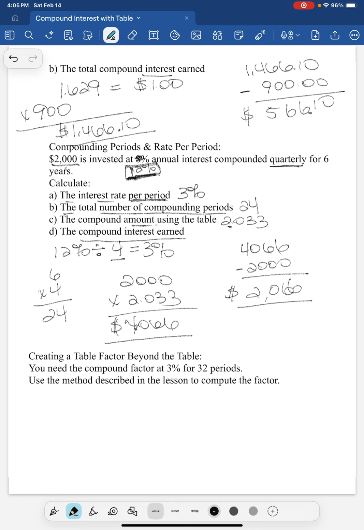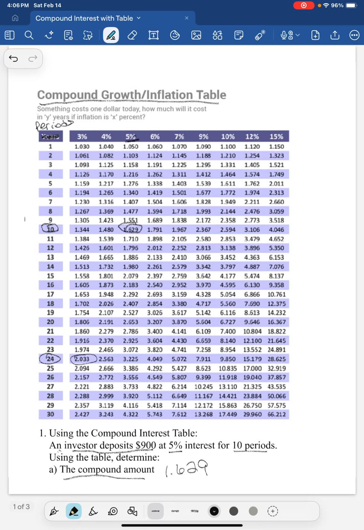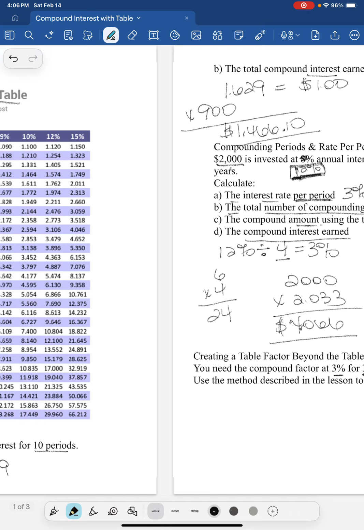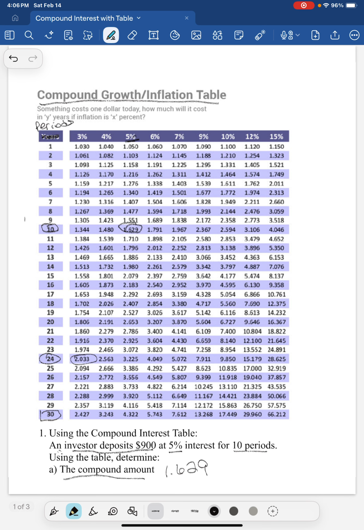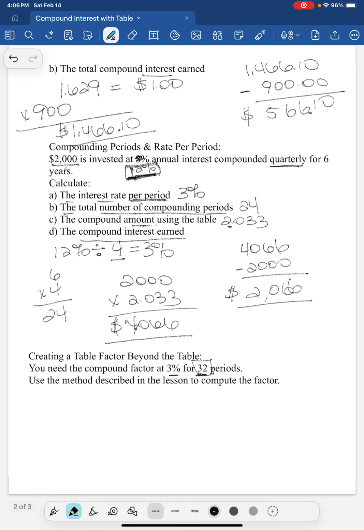Okay, now we're going to create a table factor beyond the table. And you have instructions for this in your module, but I'm going to walk you through an example. If we go back to our table, it says 32 periods, 3% for 32 periods. But if we go back to our table, it ends at 30, okay? So we're like, okay, I don't know what to do here. What you do is get as close to half of this as you can, which in this case you can get exactly half. And you can find 16 at 3% and see that it's 1.605.